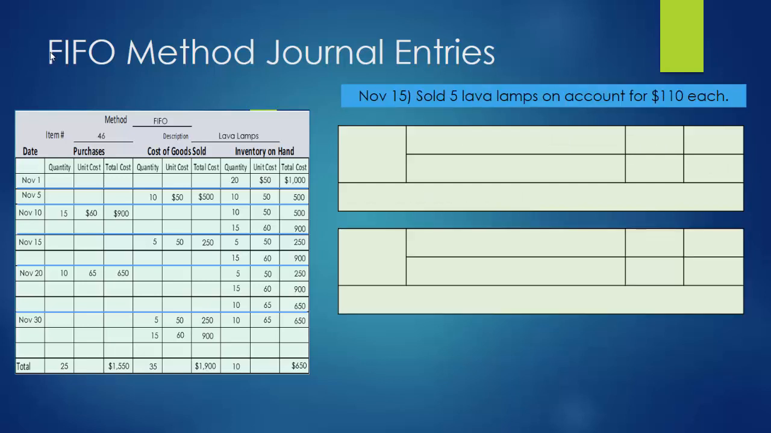On November 15th, we made another sale. We sold 5 lava lamps on account for $110 each. So November 15th, we're going to debit accounts receivable one more time. How much do they owe us? Well, we sold 5 at $110, which means it's $550, and that is the amount of sales revenue that we are going to record. So let's credit sales revenue for $550. And once again, we sold inventory on account.